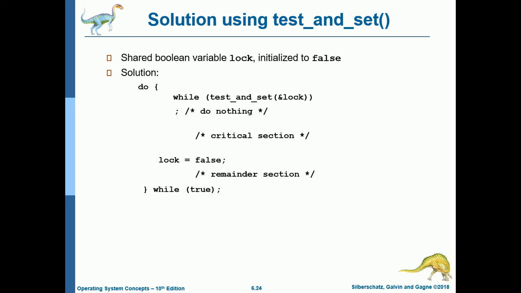So the solution using the test_and_set function: a shared boolean variable lock, initialized to false. So for the solution, while test_and_set on the lock, because it is locked, do nothing. And then we have the critical section.